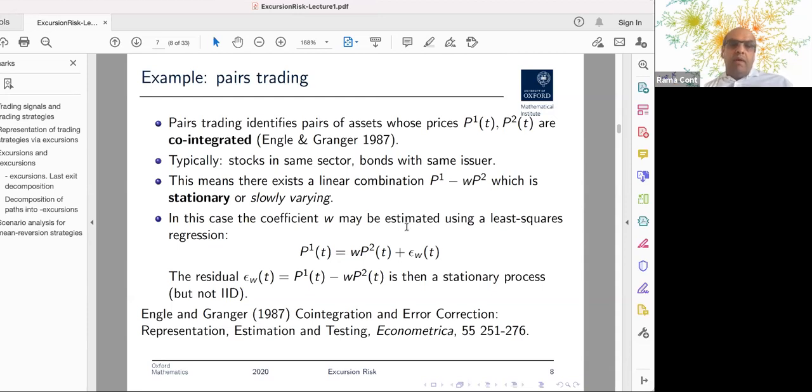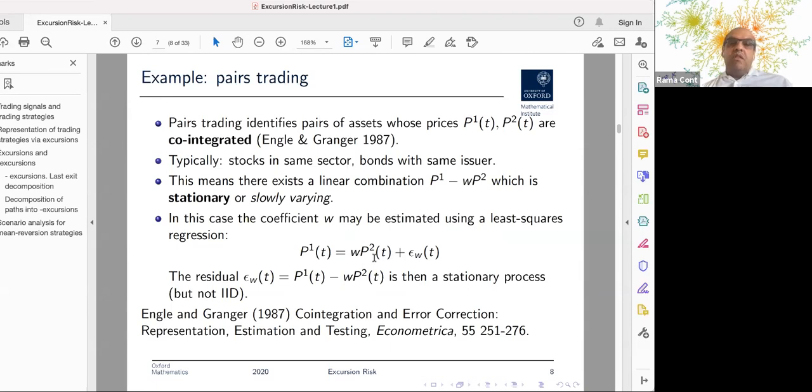So the idea proposed by Engle and Granger is that, in general, if you take two non-stationary processes and you regress one on the other, this is going to give you nonsense. But if the processes are co-integrated, then it's a valid regression. So if I take P1 and P2 and I regress P1 on P2, in general, if P1 and P2 are non-stationary, this doesn't make sense. I can find total nonsense if I do that. But if P1 and P2 are co-integrated, then there exists a coefficient W which makes this regression well posed, and that's what we're looking for.